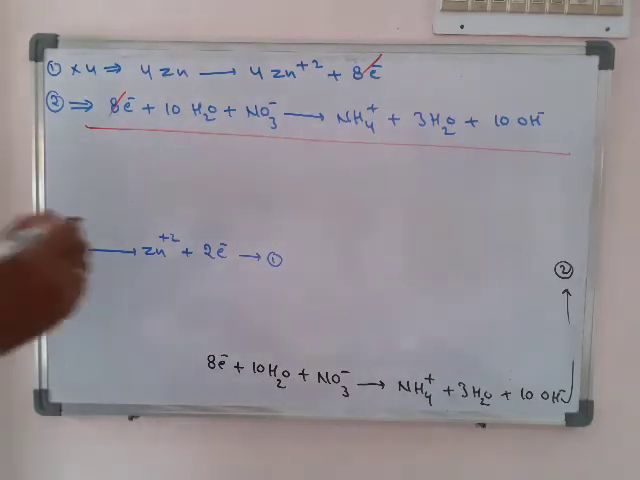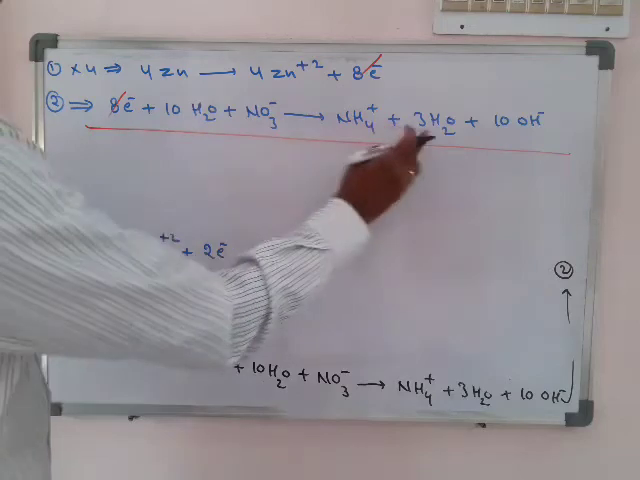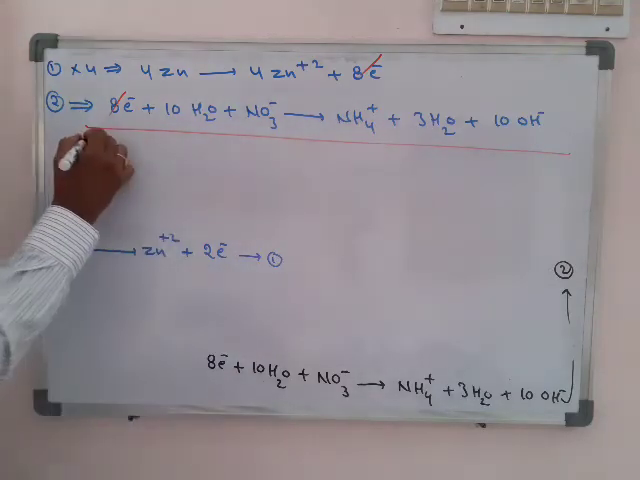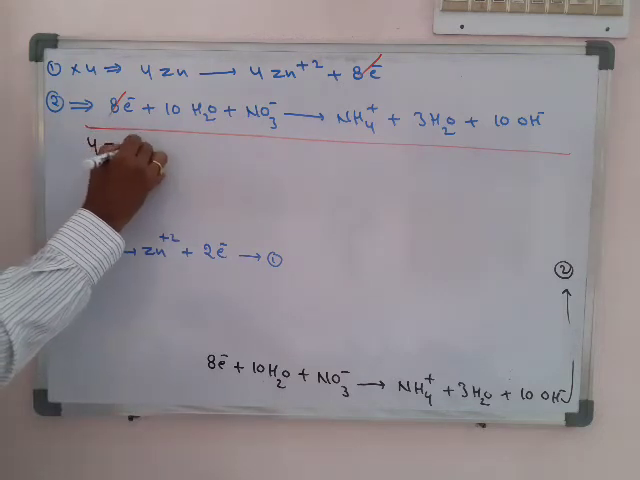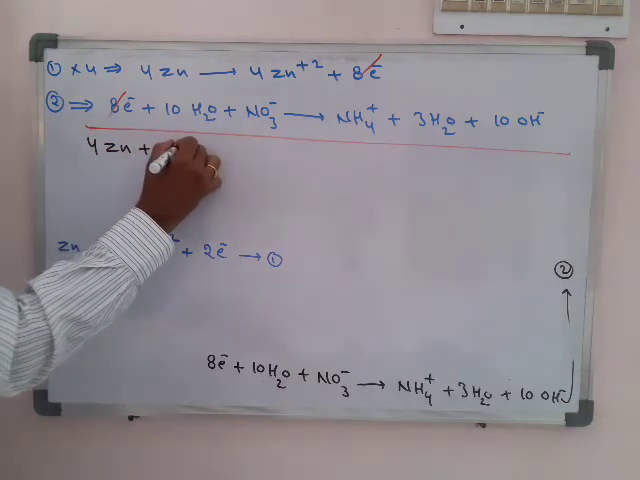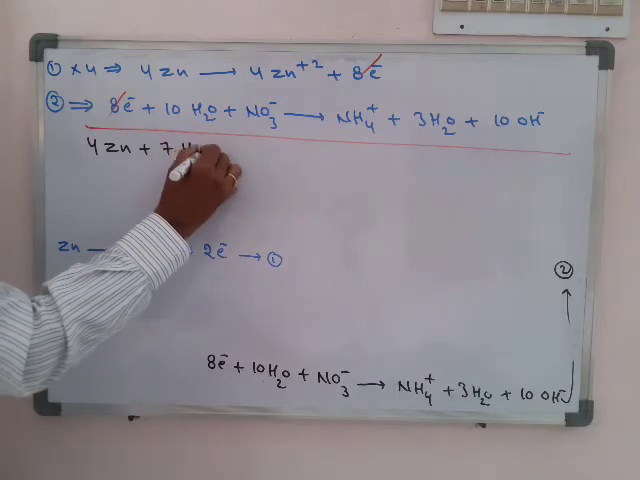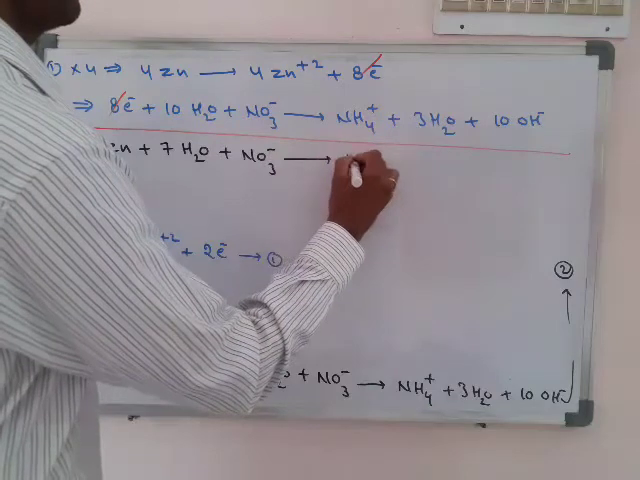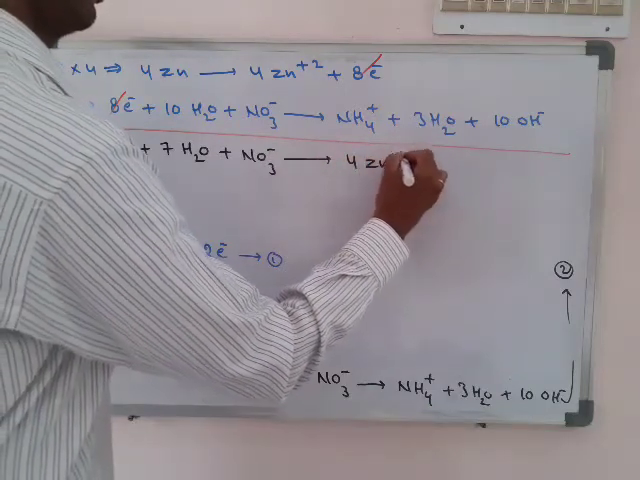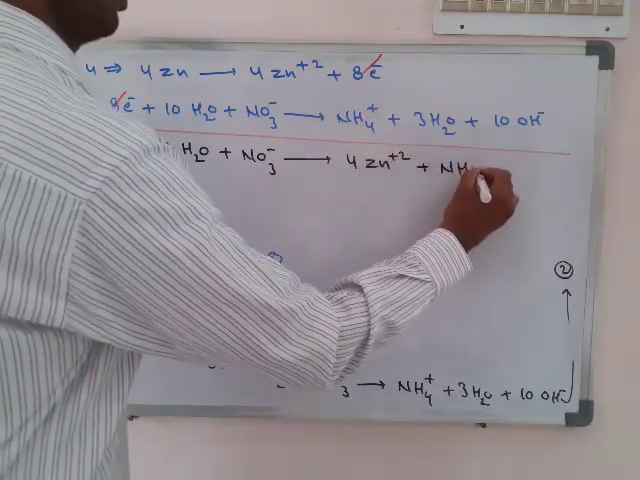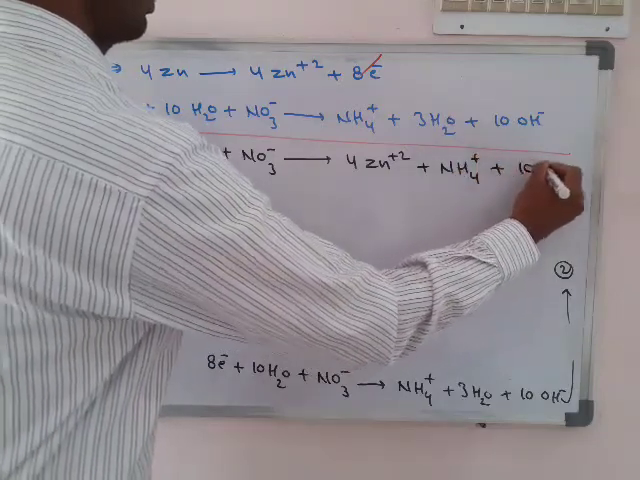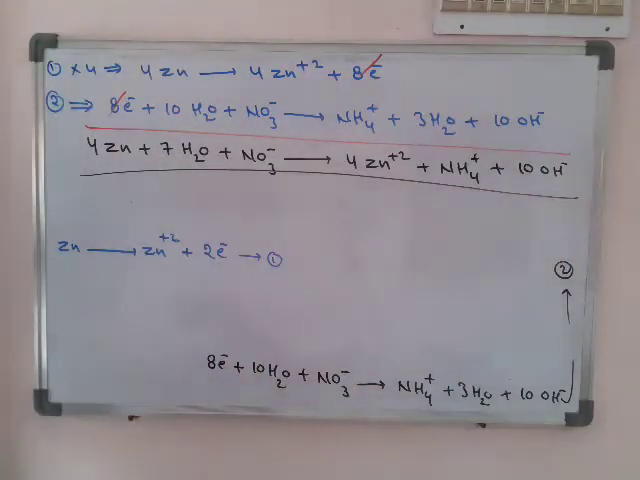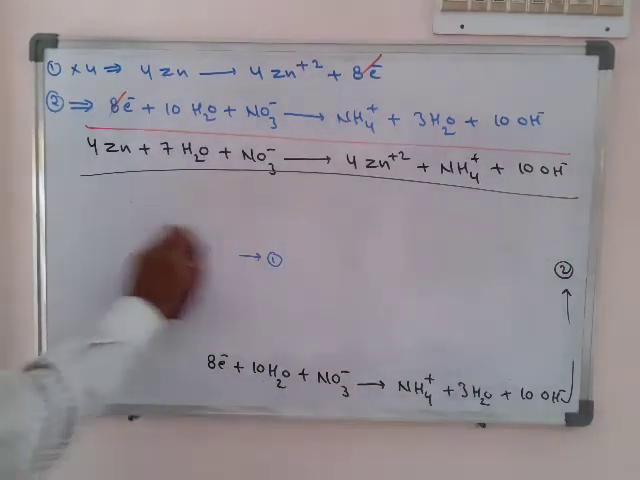Next, the 10 H2Os on one side and 3 H2Os on the other: 10 minus 3 makes 7 H2Os. The remaining stays the same: 4 zinc, the 3 H2Os cancel, and the remaining 7 H2Os will be there. So this is the balanced equation. Just check it at last.